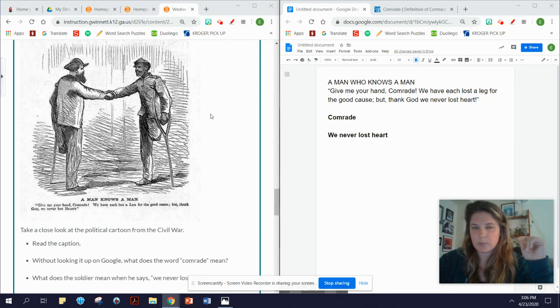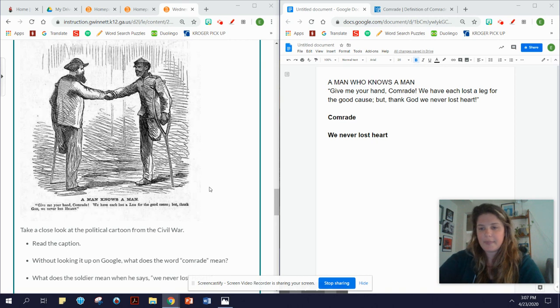Another thing I think it's important to notice is it looks like a white man maybe and an African-American man. I'm not sure, it's kind of hard to see without color, but it's a political cartoon from the Civil War. So what we know about the Civil War, the two different men there, we might assume that's what it is.